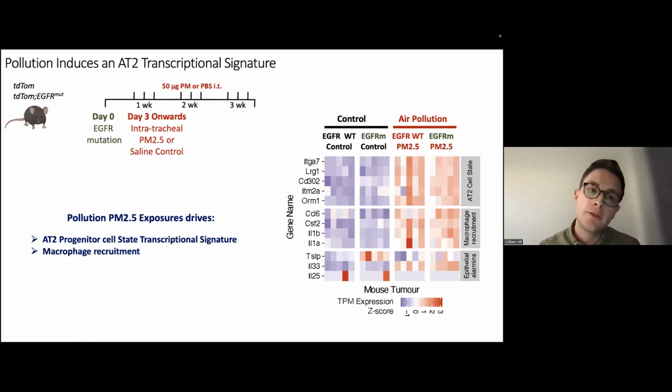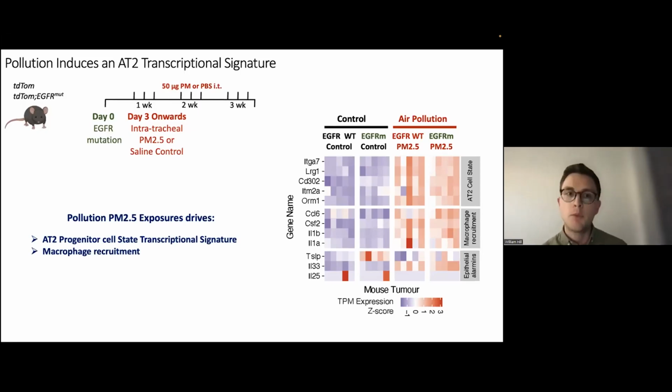And then, to further dig into the mechanism by which this is happening, we carried out RNA sequencing of the epithelium following exposure to the particulate matter. And what we found was that there was evidence that the AT2 cells were adopting a progenitor cell state. So we saw a possible keratin 8 expansion within the AT2 subpopulation. We saw macrophage recruitment signals, and we saw some epithelial alarmins.